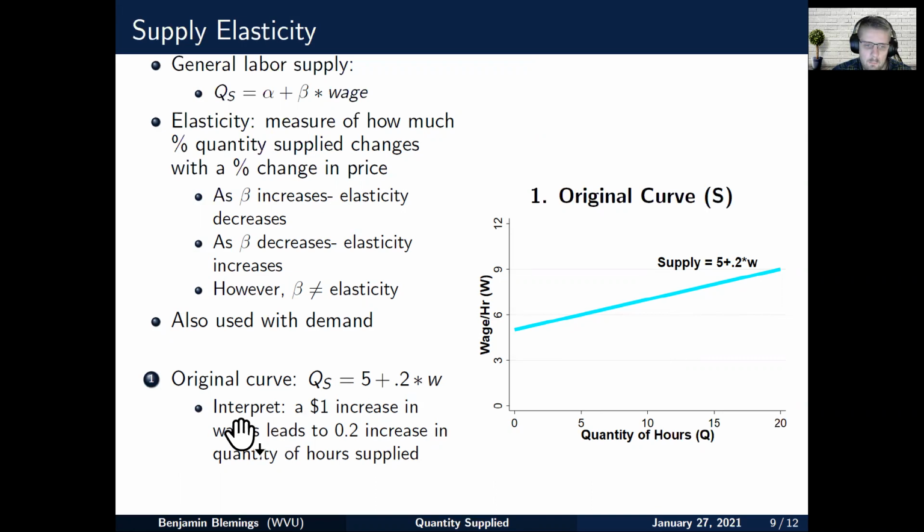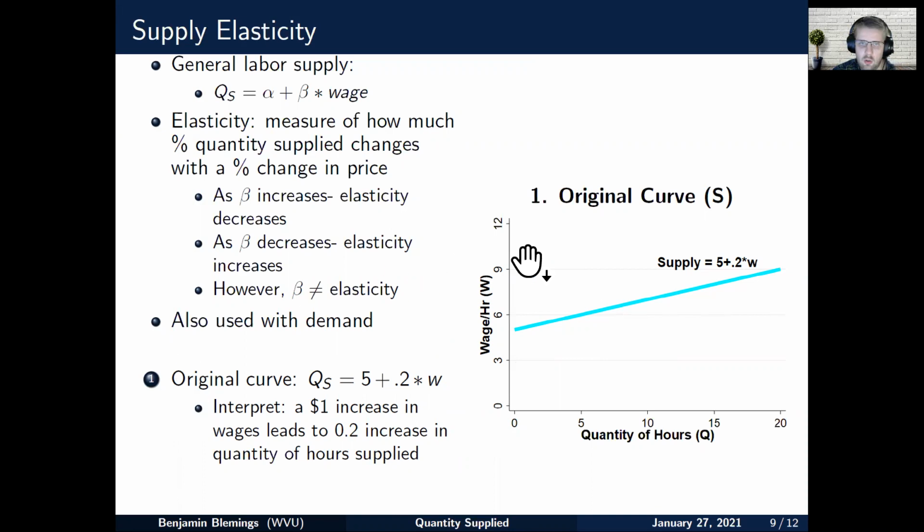And so we can interpret that a dollar increase in wages leads to a 0.2 increase in quantity of hours supplied. So 20% of an hour, so like 12 minutes or something like that. If you get a $1 higher wage, you'll increase the hours, the quantity supplied, by about 12 and a half minutes. Is what this curve is saying.